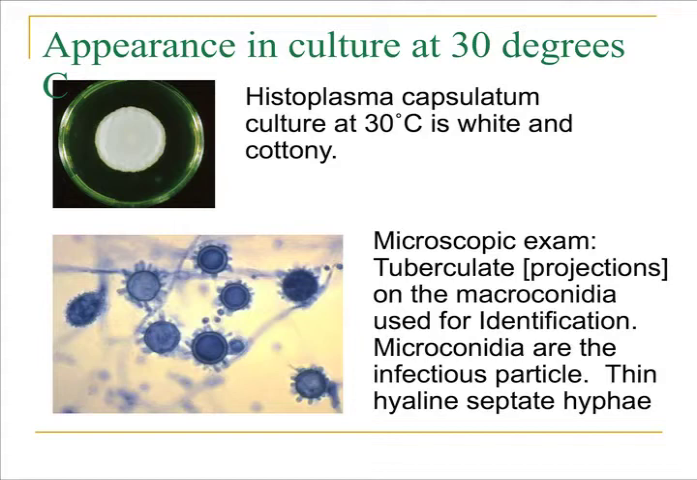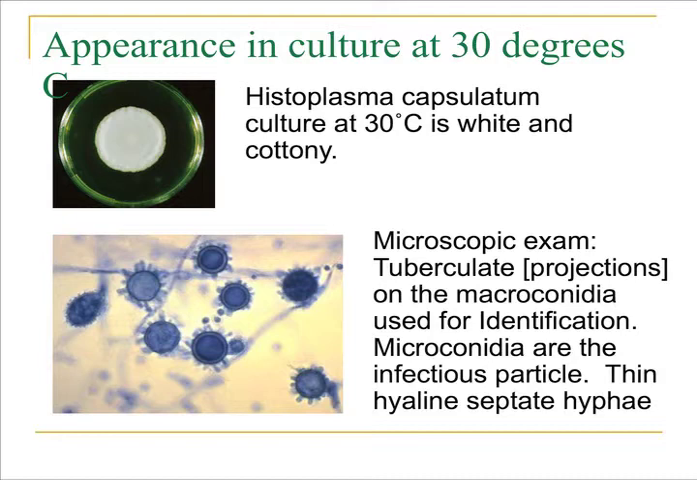On the next slide, you can see the appearance of the culture as it grows at 30 degrees centigrade. It is white and cottony. And there is a picture on the bottom that is a close view of what the tuberculate macroconidia look like. Tuberculations, of course, refer to the kind of spiny projections that come out from the large cells. And this is the structure, as I said, that we use for identification for Histoplasma. The microconidia are also present. Remember, those are your infectious particle. And then you can see that there's hyaline septate hyphae also produced in this organism.